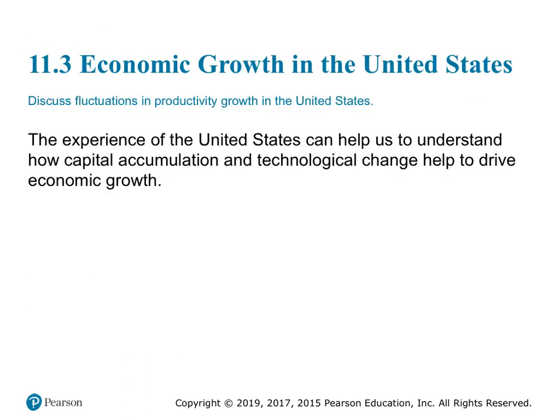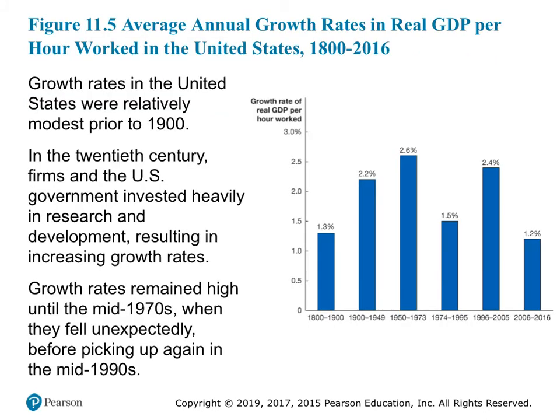So let's talk a bit about economic growth in the United States. Before 1900, growth rates in the United States were decent, but like this slide says, they were modest, 1.3%. In the 20th century, the government invested very heavily in research and development, and this resulted in higher growth rates. From 1900 to 1949, it was 2.2%. From 1950 to 1973, it was 2.6%.